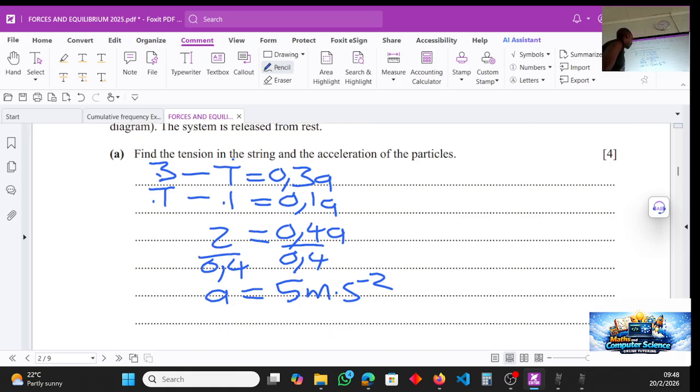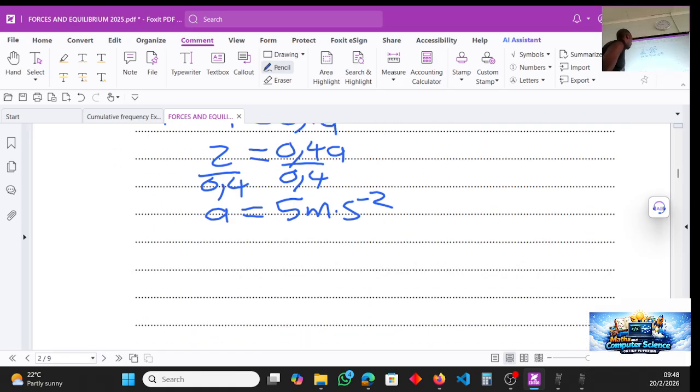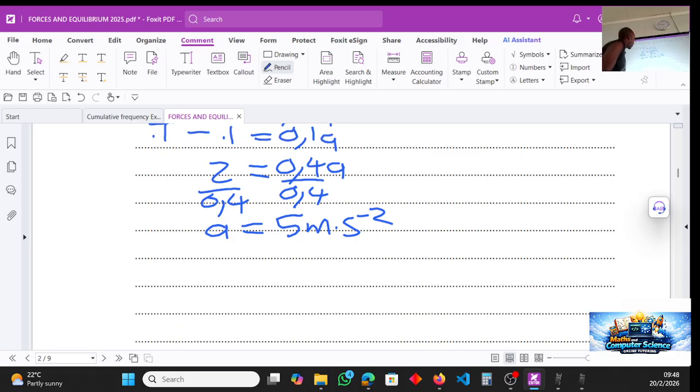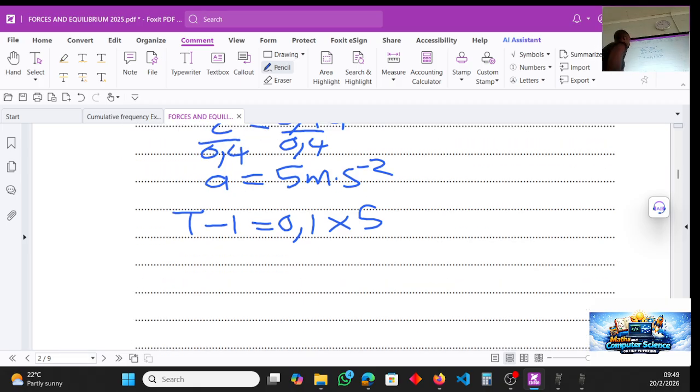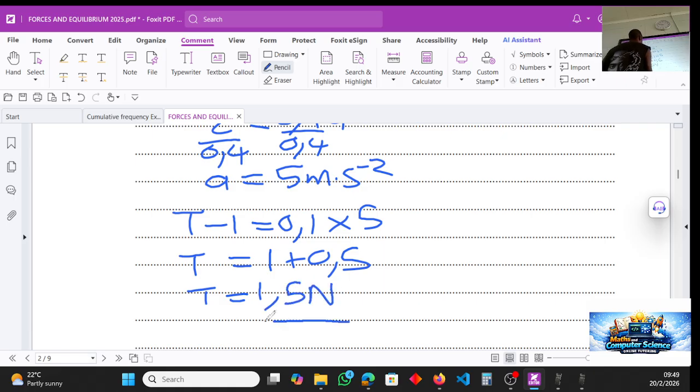Now, once I get the value of a, it means I can easily get the value of T. With either of the two equations, let's say I pick this one here, I'm saying T minus 1 equals 0.1, and instead of a, because I found a, I'll multiply by 5. If I multiply 0.1 by 5, I'll get 0.5. So my T is going to be equal to 1 plus 0.5. So my tension is actually 1.5 newtons. That's the first part.